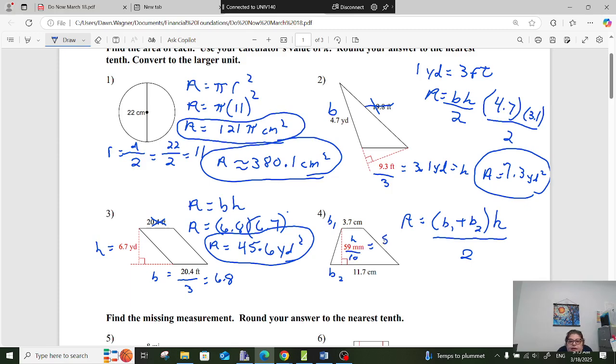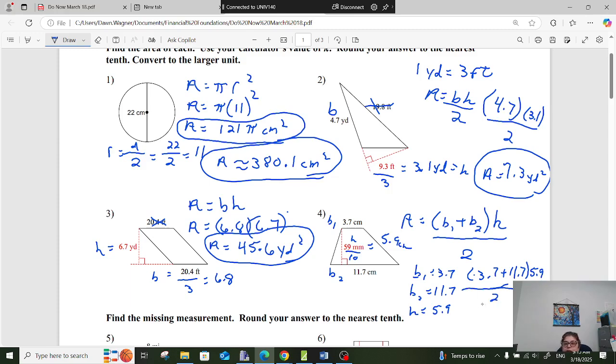So, height is going to be 5.9. So, base 1 is 3.7. Base 2 is 11.7. Height is 5.9 because they all have to be in centimeters. So I had to convert that height. Now I just substitute in 3.7 plus 11.7 times 5.9, all divided by 2.